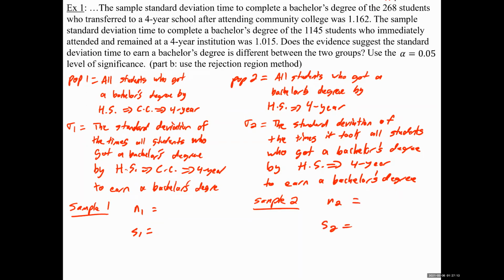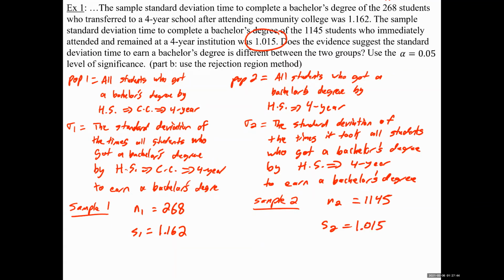Here's N1. They talked to 268 people who went to community college. They asked each one of them, how long did it take you to get a bachelor's degree? And they found the standard deviation was 1.162. That's what this number is. So they did the calculation for you in this problem. Then for the other group, 1,145 people they talked to. They asked each one of them, how long did it take you to get a bachelor's degree? And they calculated the standard deviation of all those answers, and that standard deviation was 1.015.